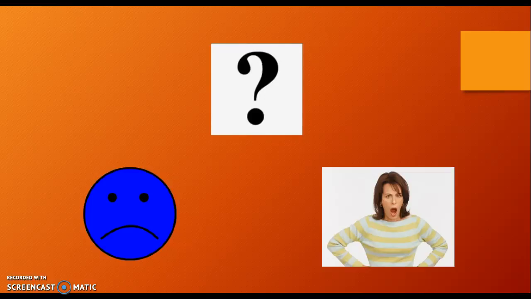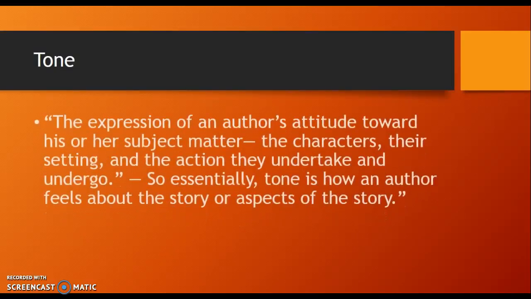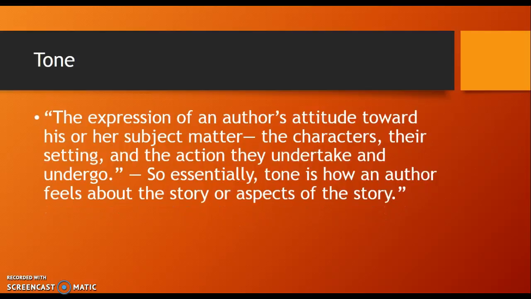So, what do we mean when we say an author's use of tone? Well, in literature, tone can be defined as the expression of an author's attitude toward his or her subject matter, the characters, their setting, and the action they undertake and undergo. So, essentially, tone is how an author feels about the story or aspects of the story. What I really want you to pull out of that definition is that last part, that being tone is how the author feels. When we analyze for tone, we're looking at how the author is expressing themselves in their story as a whole or in parts of their story.